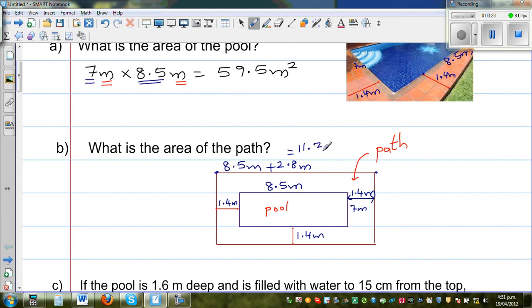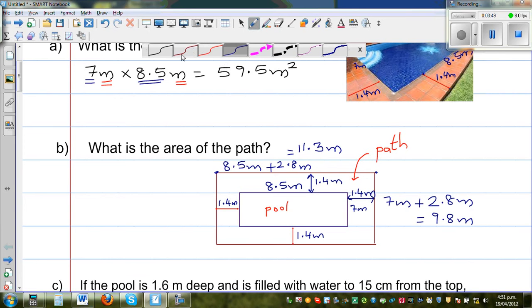You can use the calculator. And this would be 7 meters plus, again, the same logic, 2.8 meters. You get 1.4 meters here and 1.4 meters here. So which is 9.8 meters. It's always good to draw and write the measurements along all the lengths and the widths.